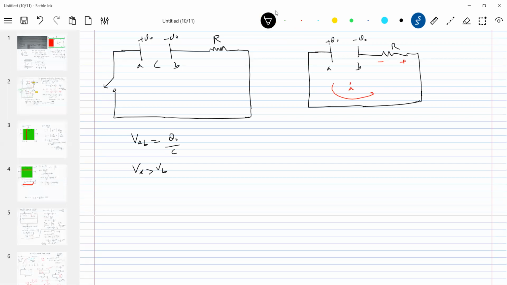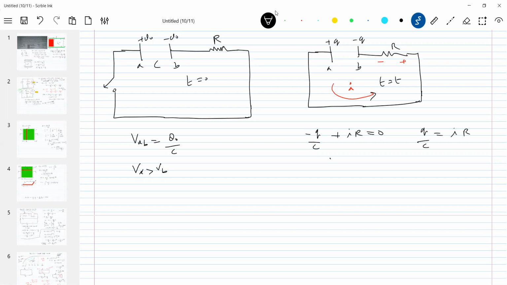Write the loop equation. Minus charge at an instant of time, let it be Q. This is at t equal to 0. This is at time t. Now write the equation: Q by C plus IR equal to 0. Or this is Q by C equal to I into R.